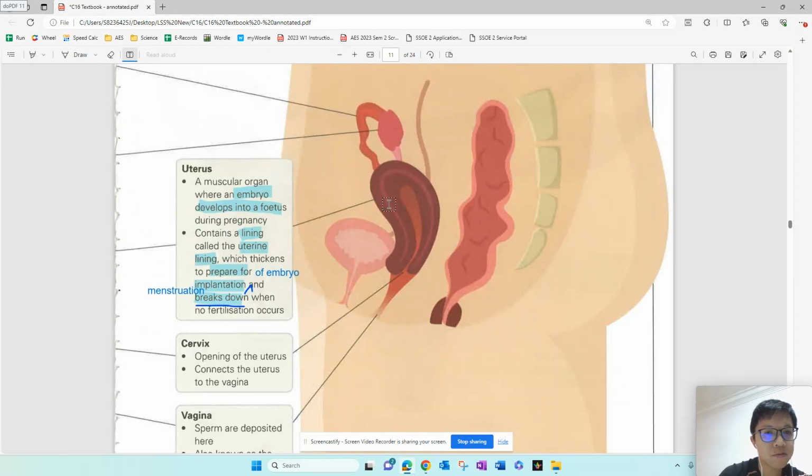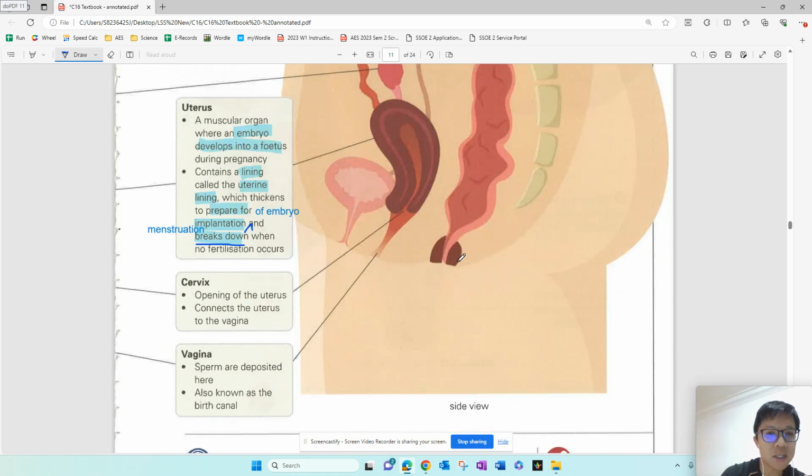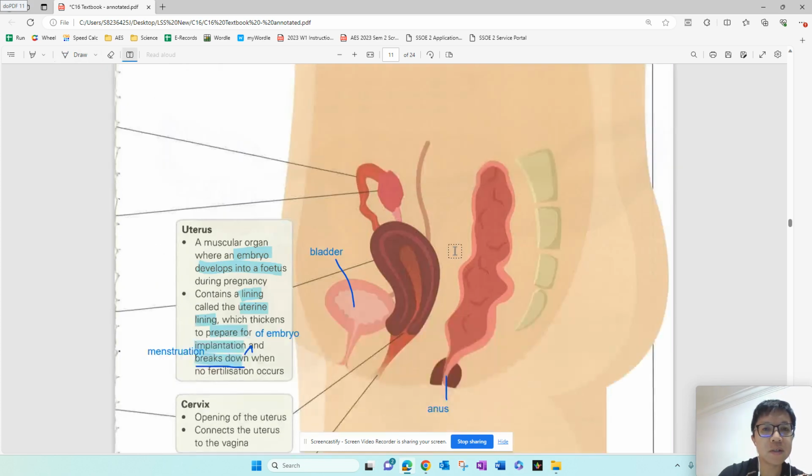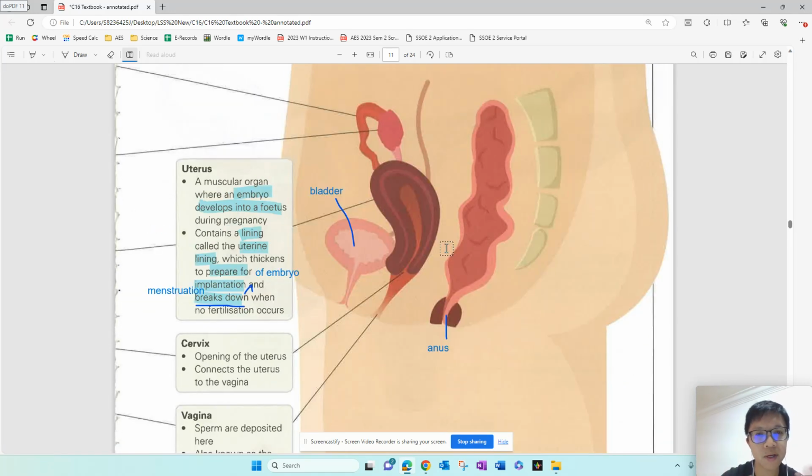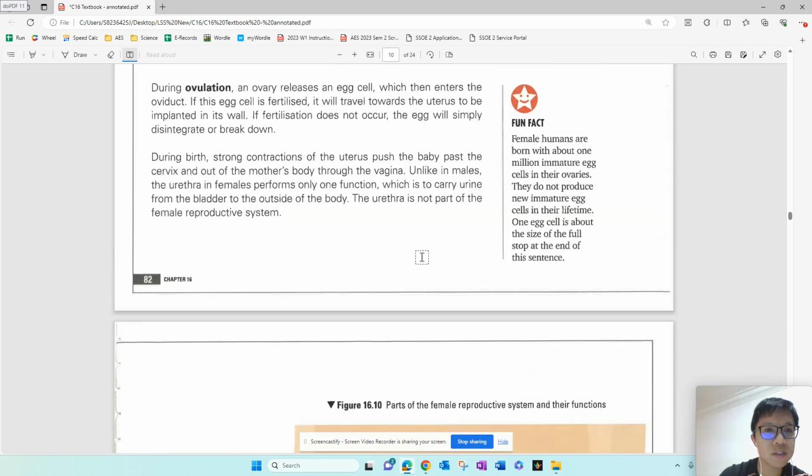For the side view, just to be aware, we have the vagina here, and then here is the anus, and slightly in front here, this will be the urethra and the bladder. Let me just draw it here. So this will be the bladder. It takes a bit of time to get used to the side view, but it is important. You need to be able to recognize the structures at the side view, especially of the reproductive organs.